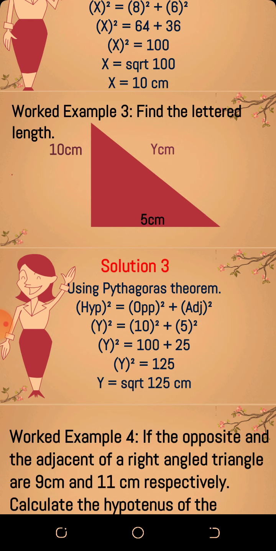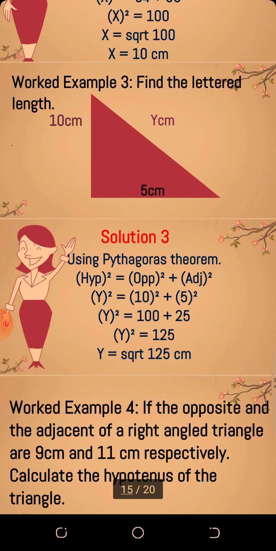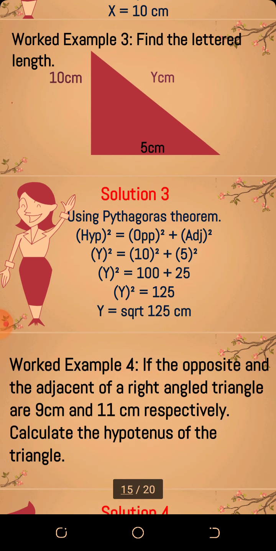10 times 10 is equal to 100. 5 times 5 is equal to 25. 100 plus 25 is equal to 125. Then our y squared is equal to 125. To get the value of y, we need to find the square root of 125. Since 125 is not a perfect square, our y is going to be equal to square root of 125 centimeter. Then our hypotenuse is equal to square root of 125 centimeter.